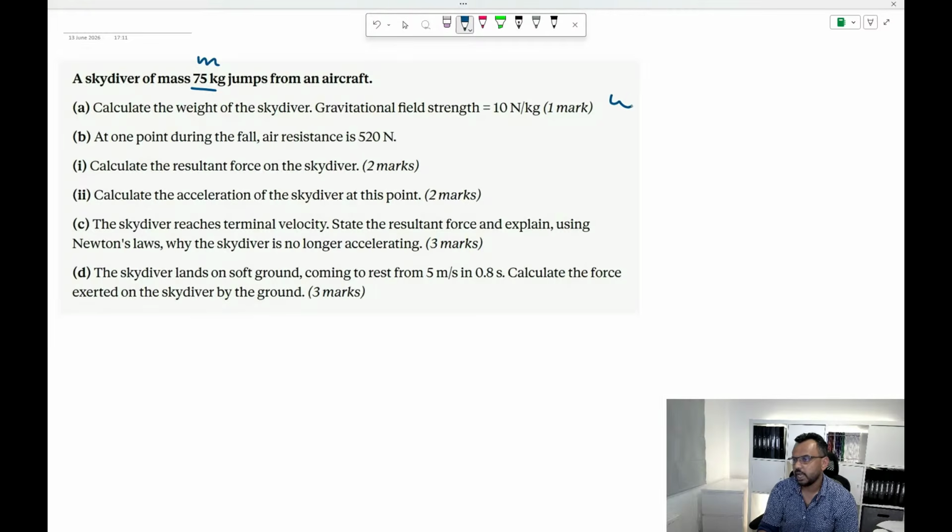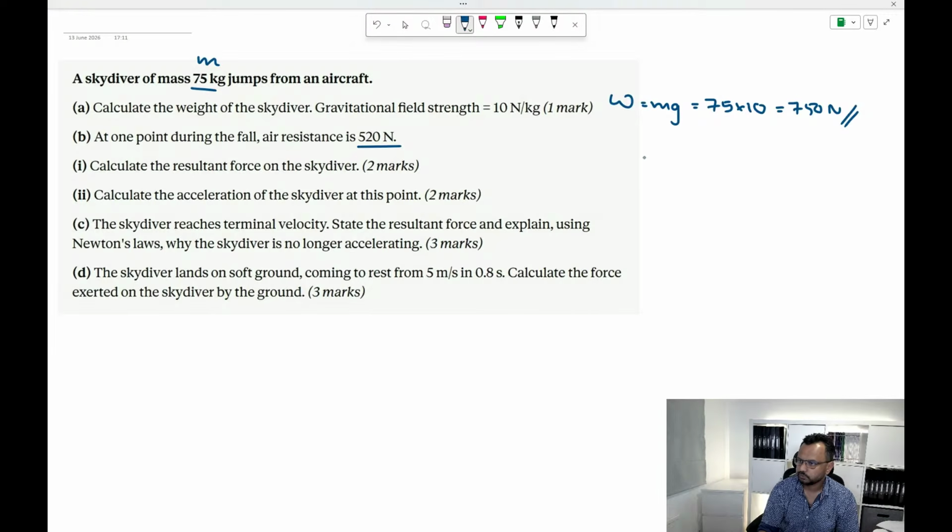Calculate the weight of the skydiver. Now, guys, weight is mg. m is 75, g is 10. So the answer is 750 newtons. Easy. At one point during the fall, the air resistance is 520.